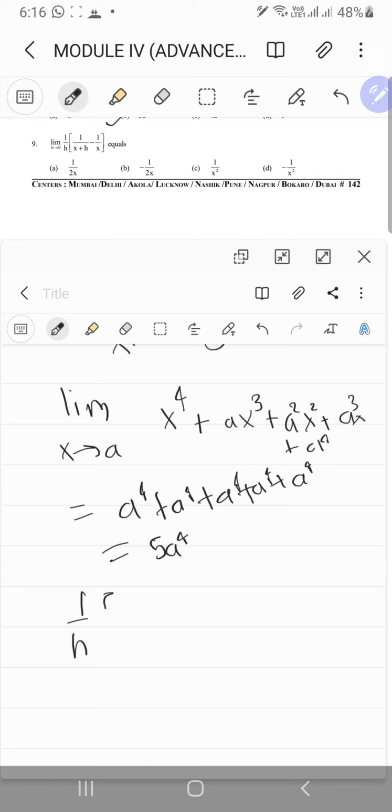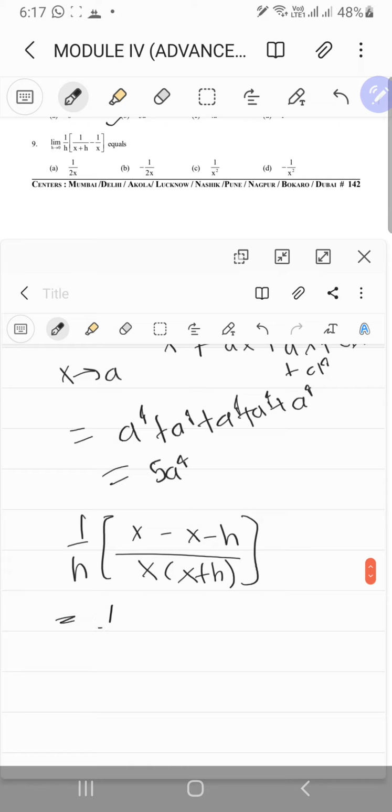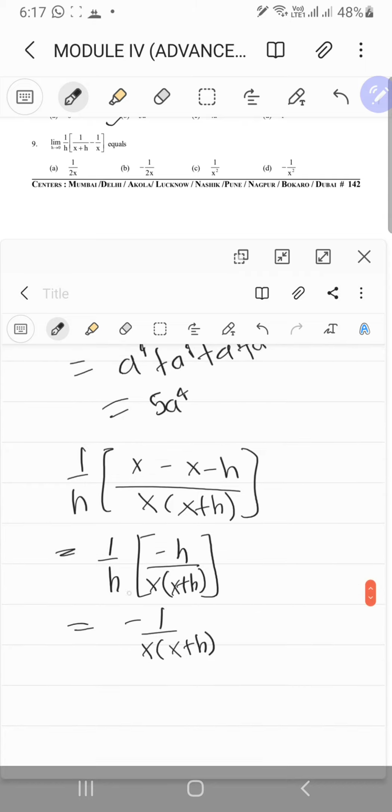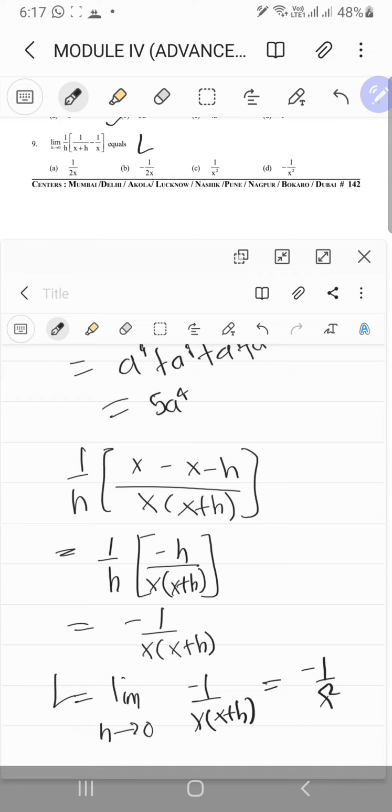So 1 upon h into x minus h upon x into x plus h, right? Which is 1 upon h into minus h upon x into x plus h, which is negative 1 upon x into x plus h. Now this limit, say this is L, then L is limit as h approaches 0 of negative 1 upon x into x plus h, which is obviously negative 1 upon x squared. Cool. So this is just negative 1 upon x squared. Next question.